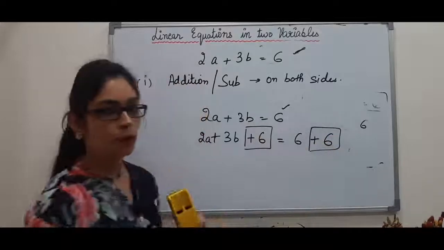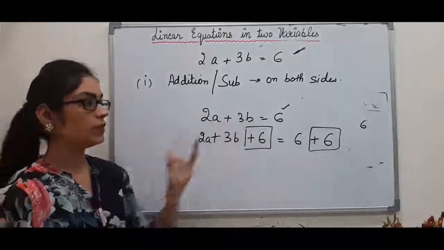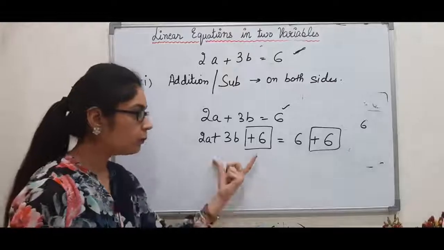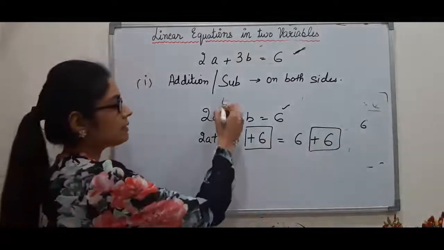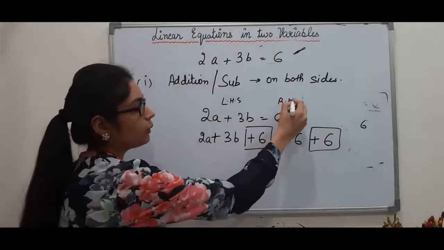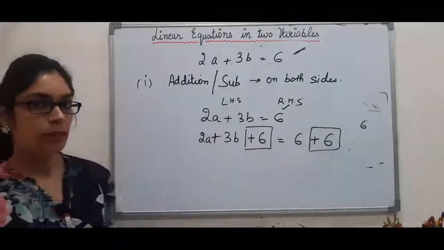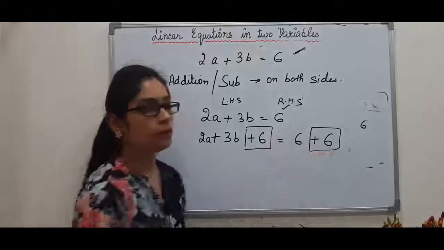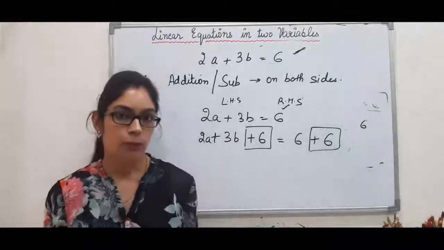So if I want to add 6 in this equation, I have to do that on both sides of the equation. This is the left hand side of the equation, and this is the right hand side of the equation. So any change should be on both the sides of the equation. And why should it be on both the sides?